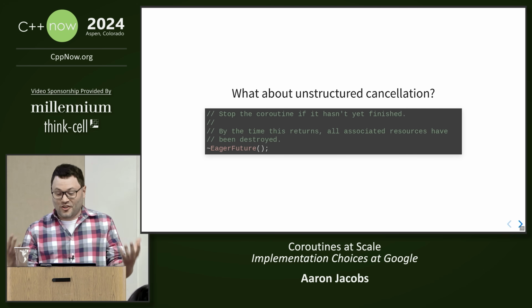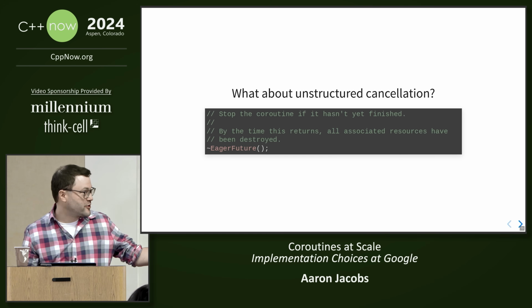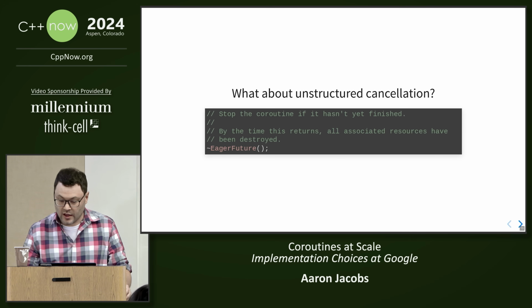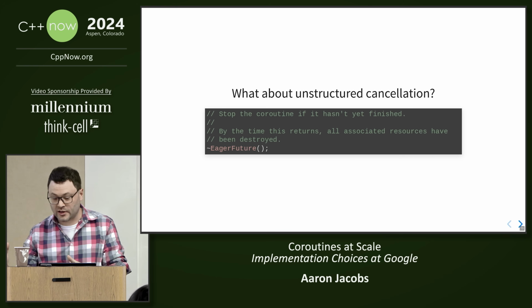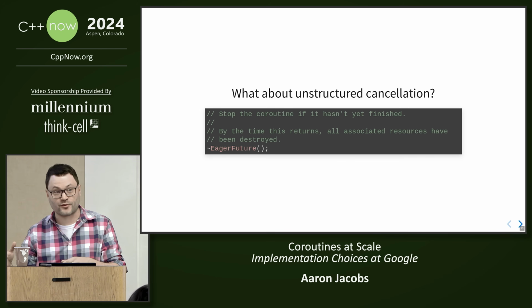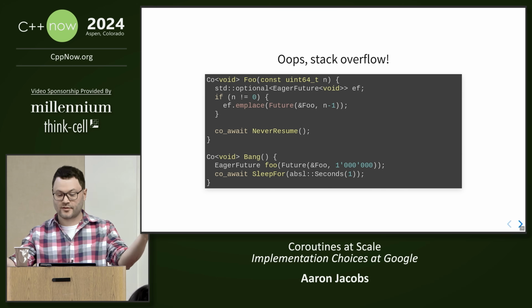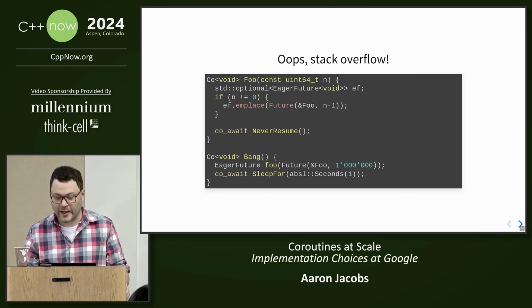All right, I guess it's also clear how cancellation should work for the unstructured type, eager future. We're in a language with destructors, so we should use them, right? The destructor should stop the associated coroutine before it returns. Of course, it needs to do all of the cleanup before it finishes, which means running the destructors in the canceled coroutine as well. But whoops, we've gone and created a stack overflow for ourselves.